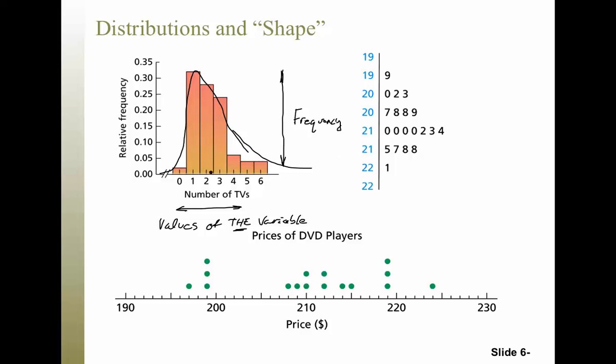1, right? So the most number of people, over 30% of the people we knocked on their door, said they had 1 TV. What's next? 2, and then 3. So the height is going to be the same as the height of the curve.